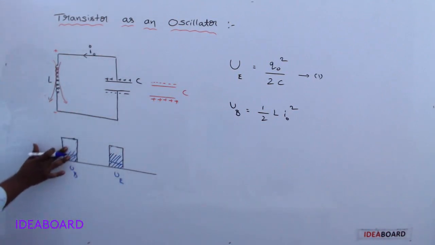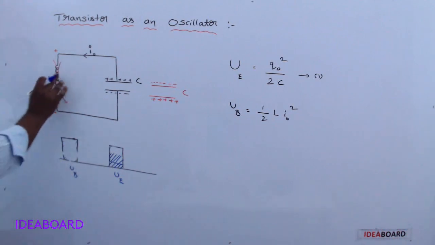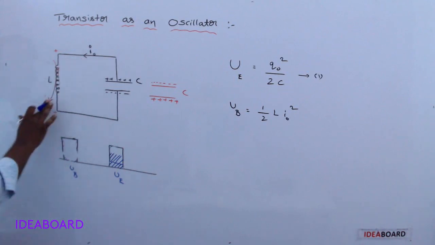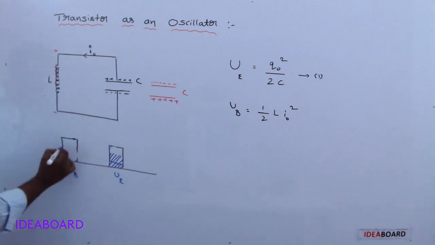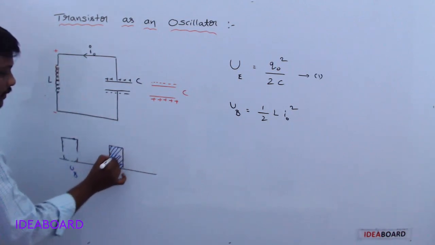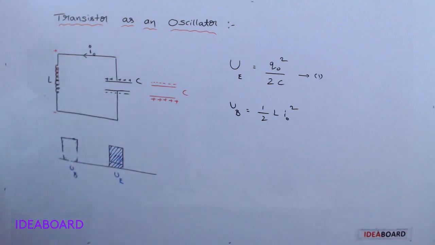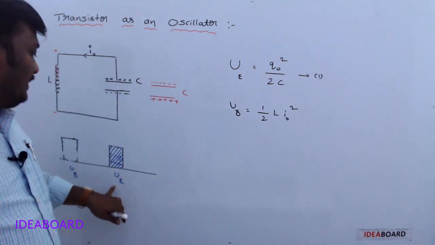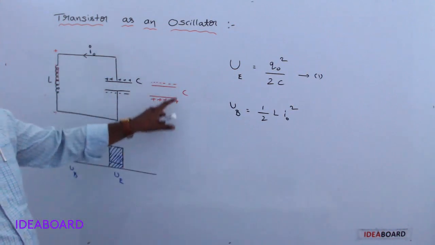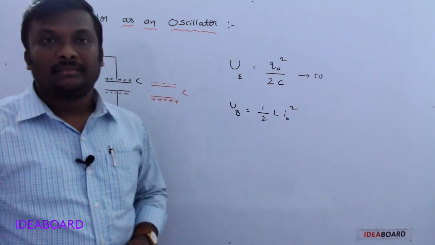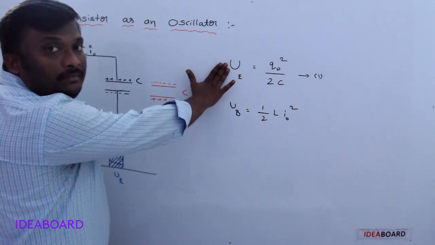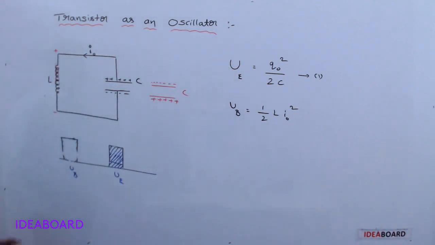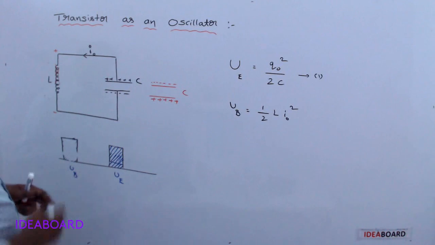Understand now? So after a certain time, the total magnetic energy within the inductor becomes zero. Whenever this UB value is zero, again the electrical energy stored in the capacitor reaches maximum. So the capacitor is now again fully charged. Do you understand now? So again we get the electrical energy within the capacitor. This is called an LC circuit.